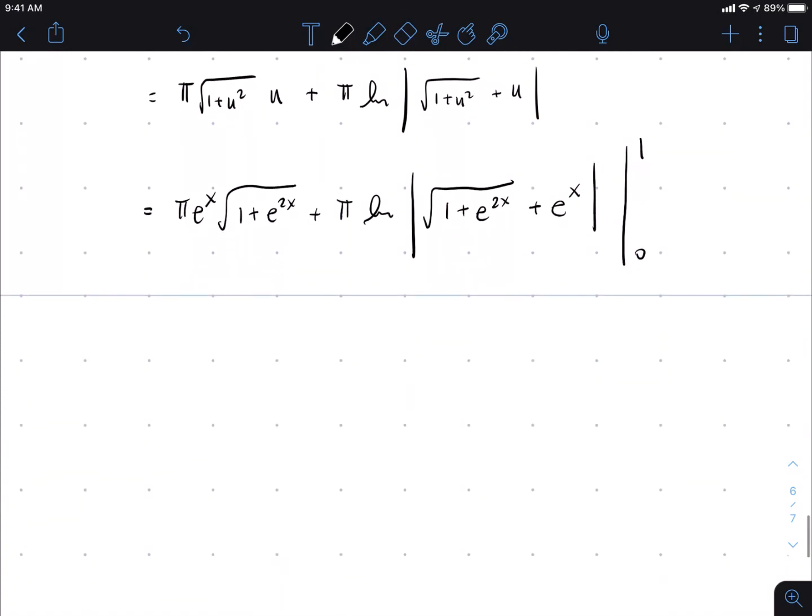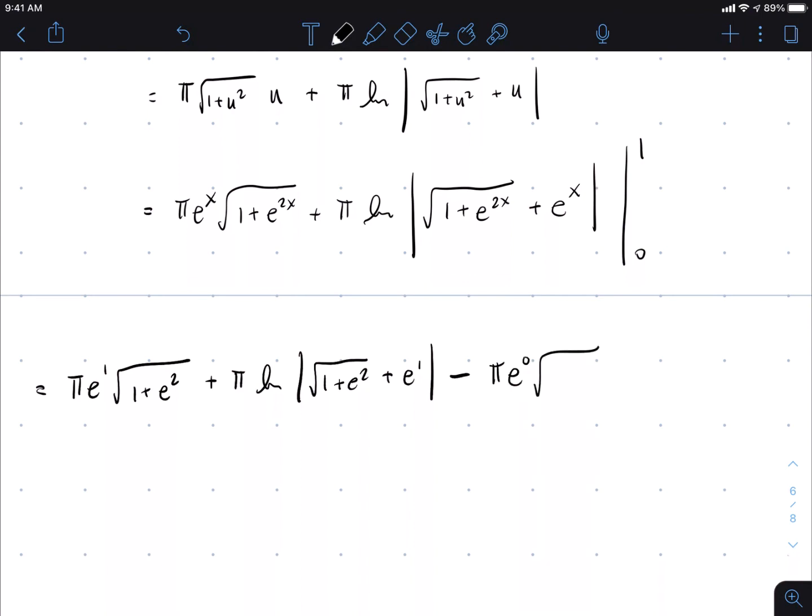Okay, so let's do it. So I'm going to get pi e to the 1 root 1 plus e to the 2 plus pi ln of root 1 plus e to the 2nd plus e to the 1, minus pi e to the 0 root 1 plus e to the 2 times 0 plus, this becomes a minus, right, because I have to distribute the negative, minus pi ln root 1 plus e to the 2 times 0 plus e to the 0. Agreed?